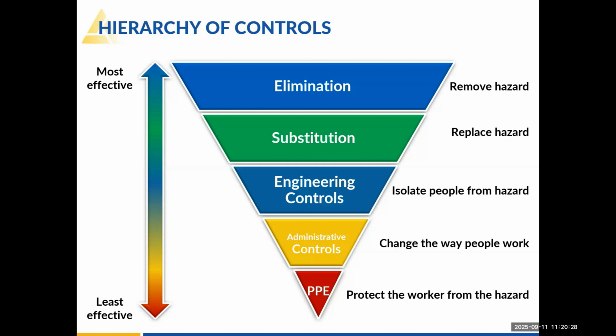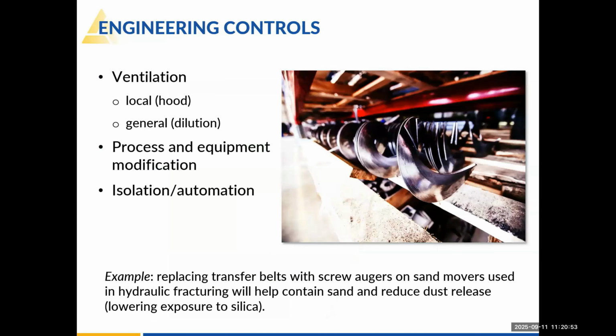And then as we get down to least effective, it's least effective because with administrative controls and PPE, we introduce the human element, changing the way people work. People wearing PPE, are they wearing it or are they not wearing it? So that's why those two are on the bottom. Yes, they do some good things, but they're hard to manage. Next slide, please. All right, so engineering controls.